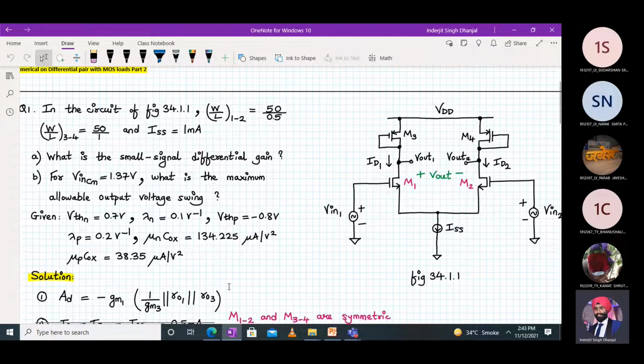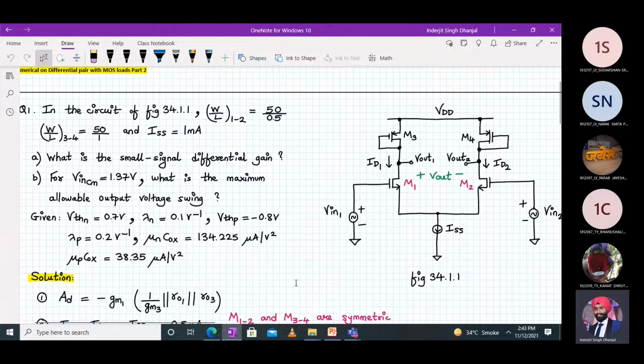So here we have derived it as follows. The differential gain of a differential amplifier with a diode connected load will be given by minus GM1 into 1 upon GM3 parallel to RO1 parallel to RO3. Now remember M1 and M2 are symmetric and M3 and M4 are symmetric. So in place of RO1, we can write RO2 also, and in place of RO3, we can write RO4 also. It's one and the same.